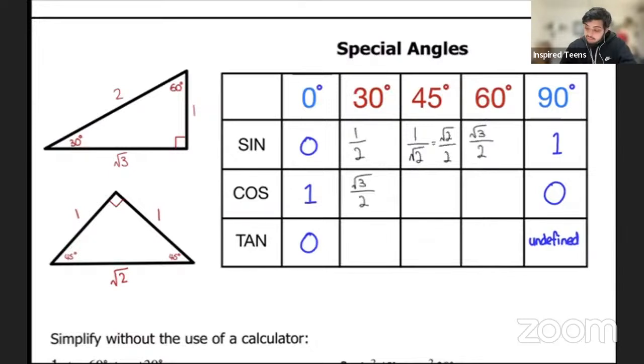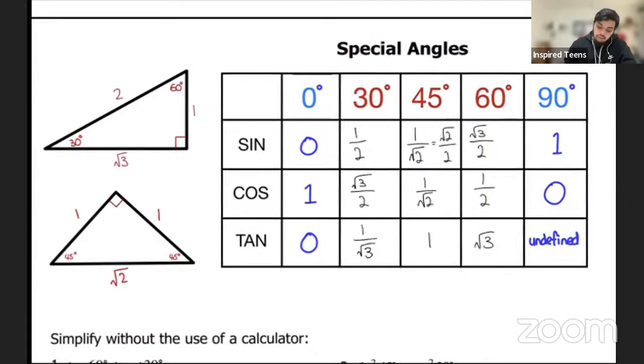Cos 45, I get a value of 1 over root 2. Cos 60, I get a value of 1 over 2. Tangent 30, 1 over root 3. Tangent 45, we get 1. And tangent 60, we get root 3.